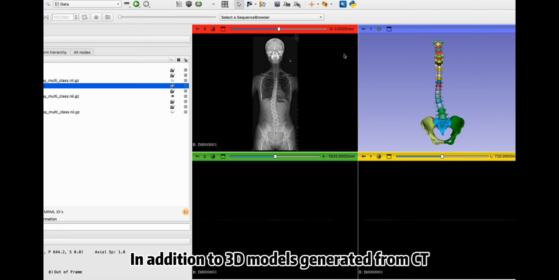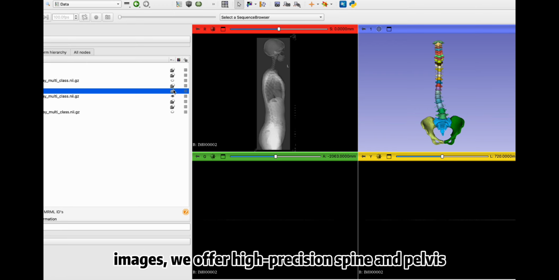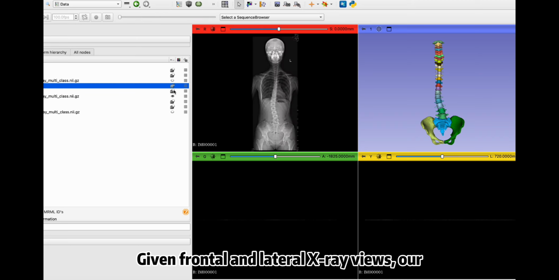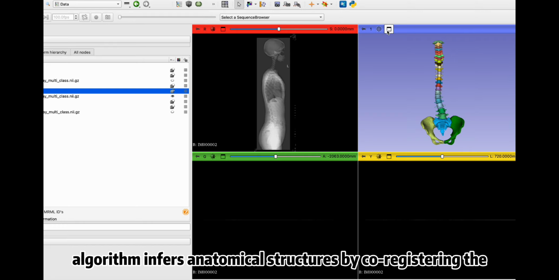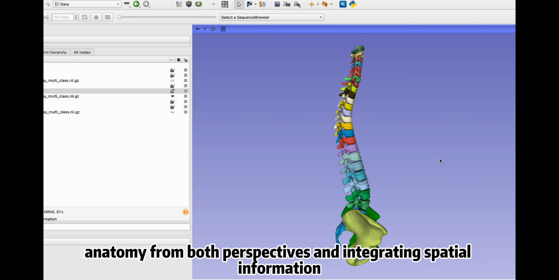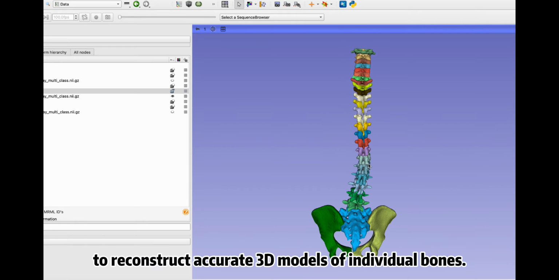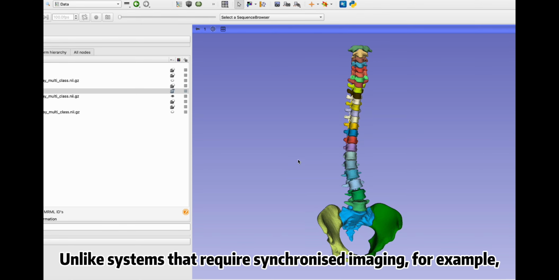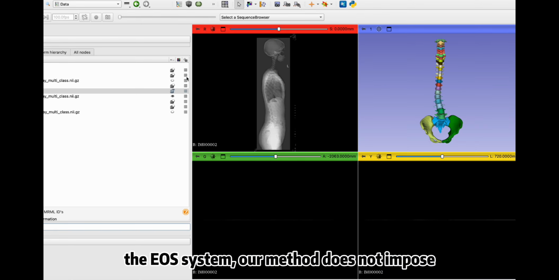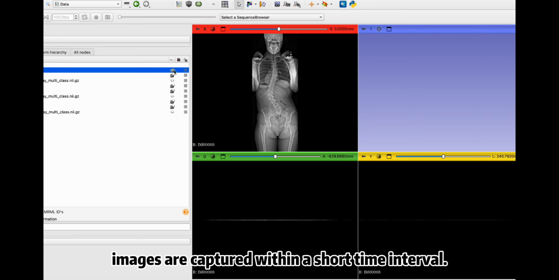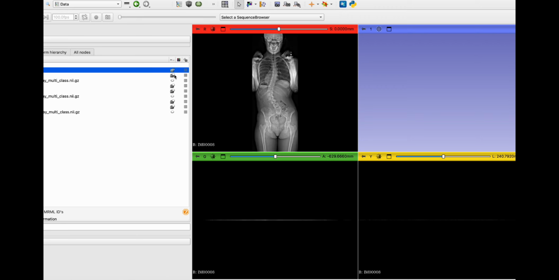In addition to 3D models generated from CT images, we offer high-precision spine and pelvis 3D modeling derived from 2D X-ray images. Given frontal and lateral X-ray views, our algorithm infers anatomical structures by co-registering the anatomy from both perspectives and integrating spatial information to reconstruct accurate 3D models of individual bones. Unlike systems that require synchronized imaging, for example, the YOS system, our method does not impose such constraints, provided that the two X-ray images are captured within a short time interval.